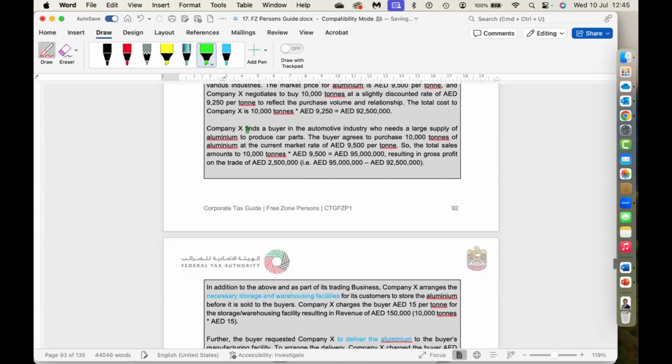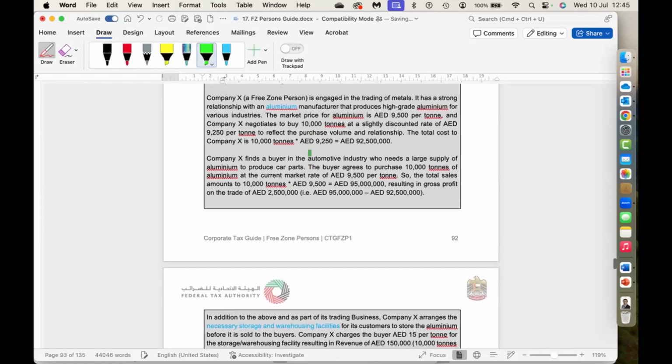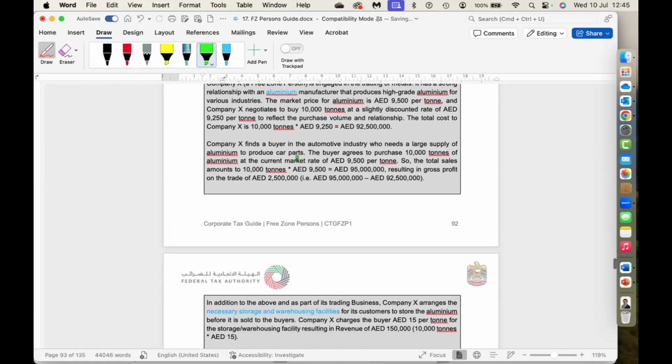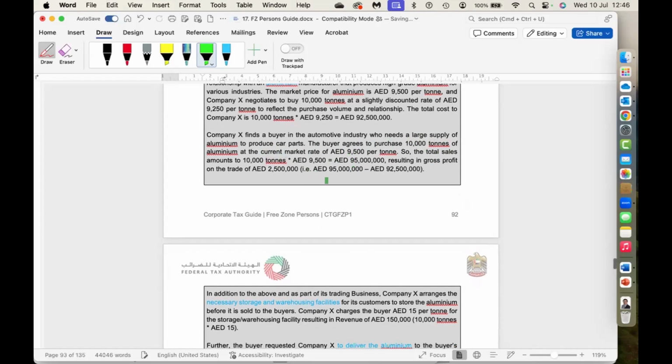Now company X finds a buyer. Company X is buying, company X is selling. Company X is a qualifying free zone trader. It is buying the goods and selling to a buyer in the automotive industry who needs a large supply of aluminium. The buyer is outside the free zone. 10,000 tons at the current price of 9,500. Total sales is 95 million. Buying price 92.5 million, selling price 95 million.